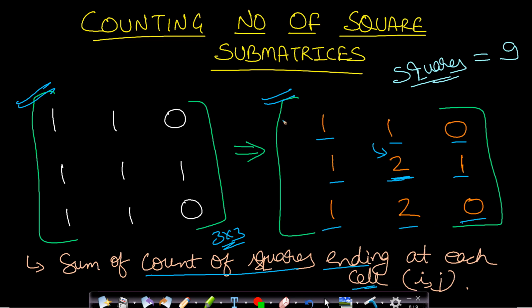Now how did I come to this conclusion that adding all these elements will give the number of square submatrices? Because let us say there are 2 submatrices ending at this point, then they will be of size this 1 and this 2. Okay.